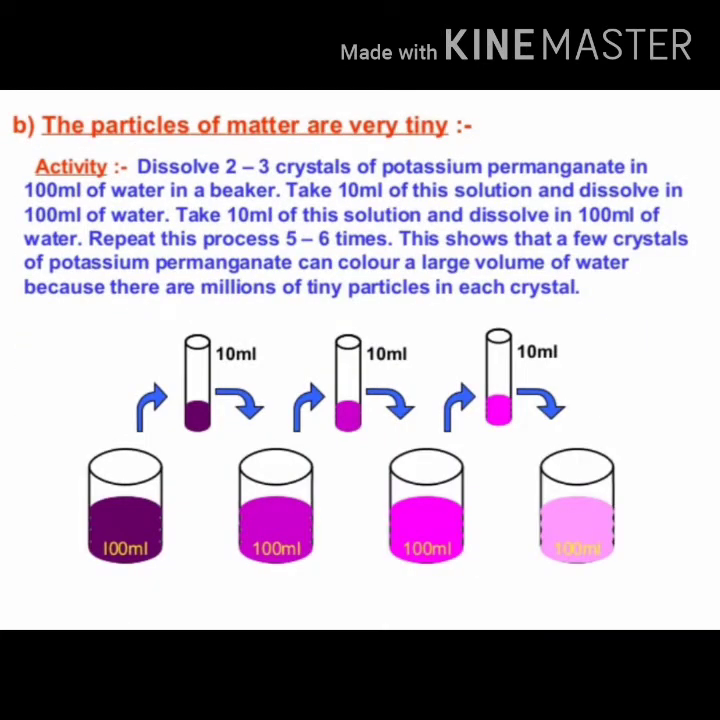Second activity, the particles of matter are very tiny. Dissolve 2-3 crystals of potassium permanganate in 100 ml of water in a beaker. Take 10 ml of this solution and dissolve it in 100 ml of water. Take 10 ml of this solution and dissolve it in 100 ml of water. Repeat this process 5 to 6 times. This shows that a few crystals of potassium permanganate can color a large volume of water because there are millions of tiny particles in each crystal.